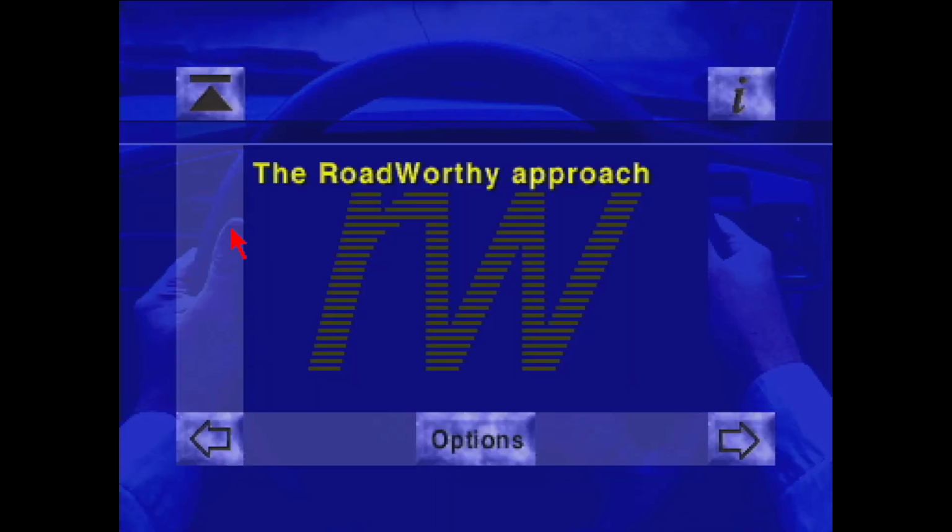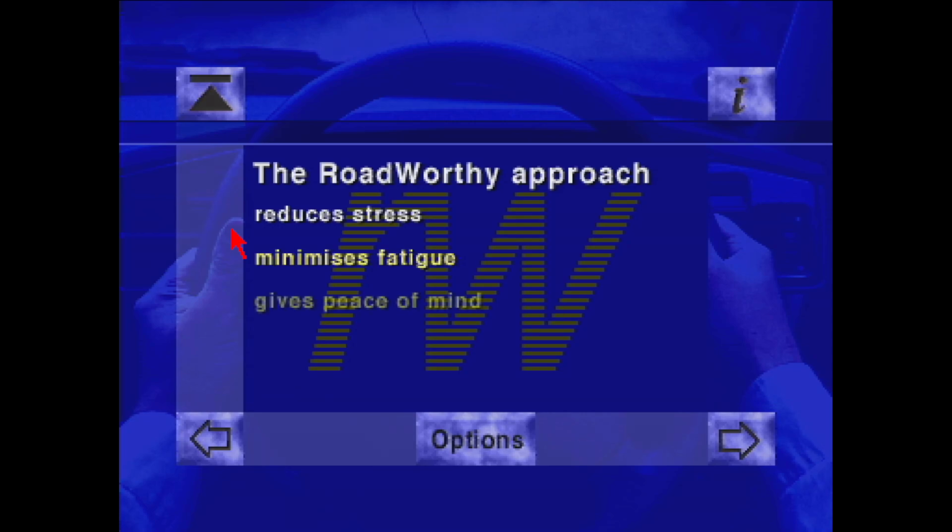You can expect the RoadWorthy approach to reduce stress, minimize fatigue, give peace of mind, increase confidence, and enhance self-esteem.